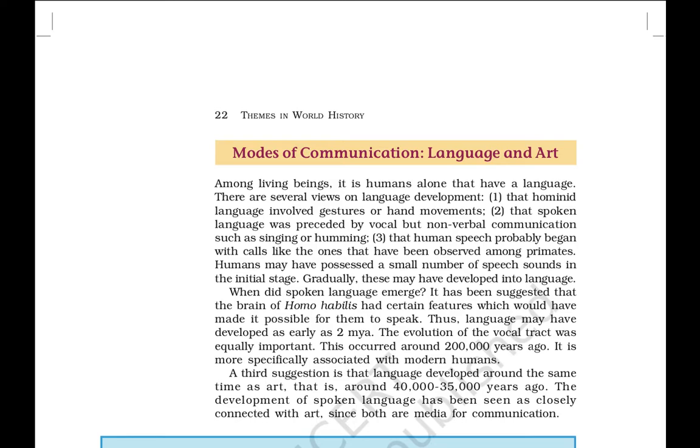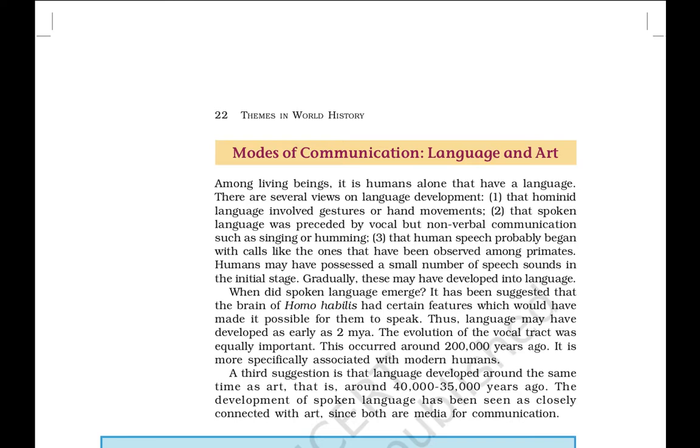First one, that hominid language involved gestures or hand movements. Second, that spoken language was preceded by vocal but non-verbal communication such as singing or humming. Third, that human speech probably began with calls like the ones that have been observed among primates. Humans may have possessed a small number of speech sounds in the initial stage.